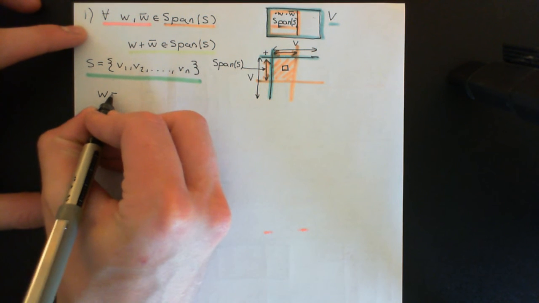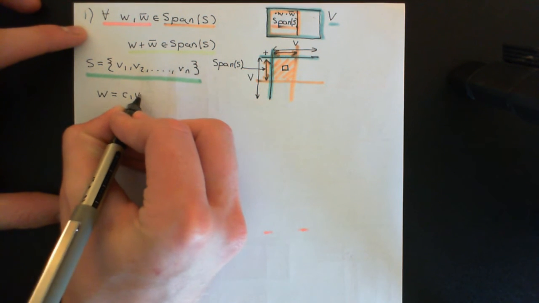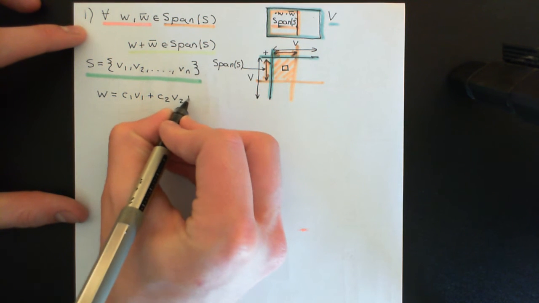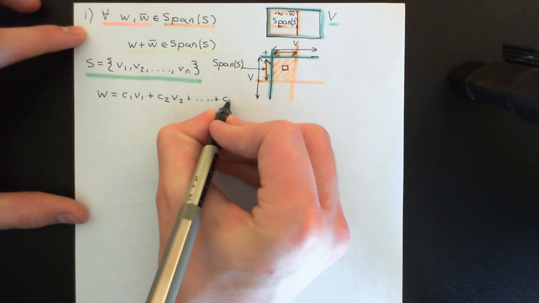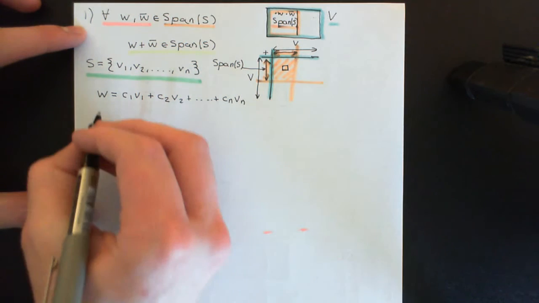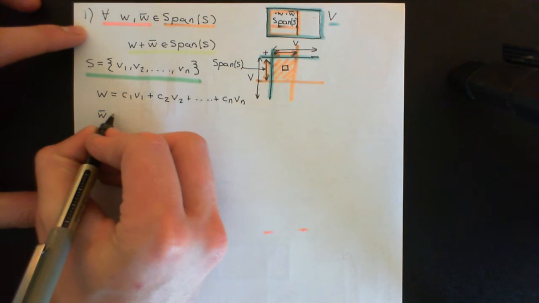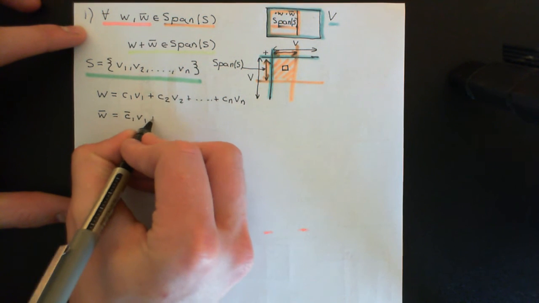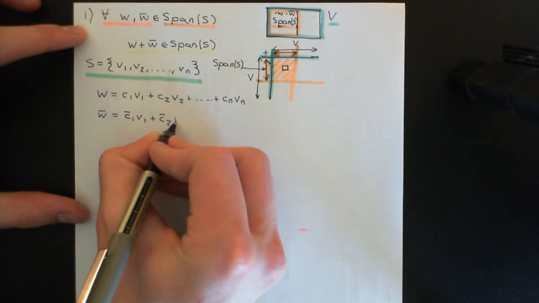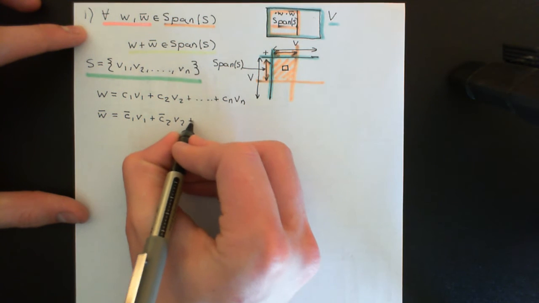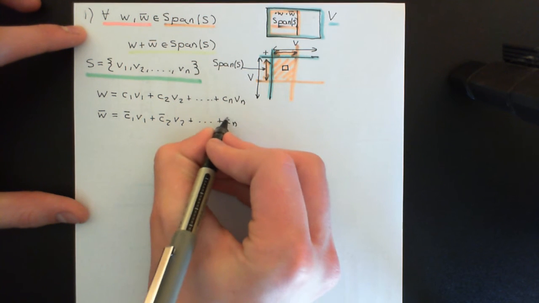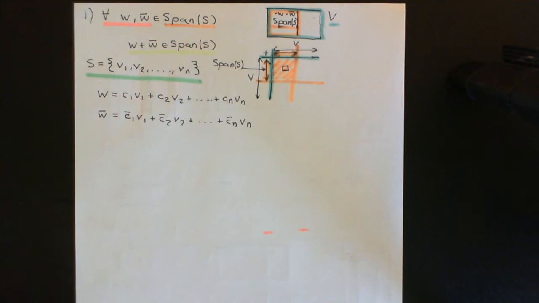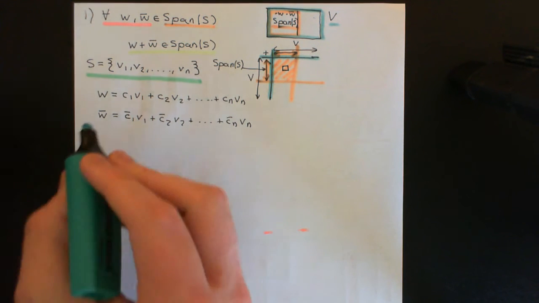So W will be some linear combination, so let's just write that out explicitly. It'll be c1 v1, plus c2 v2, all the way up to plus cn vn. Meanwhile, W bar will be some other linear combination, so it will be c1 bar v1 plus c2 bar v2, so you've got different scalars here basically, plus all the way up to cn bar vn. So these are two different linear combinations of these vectors v1 all the way up to vn.